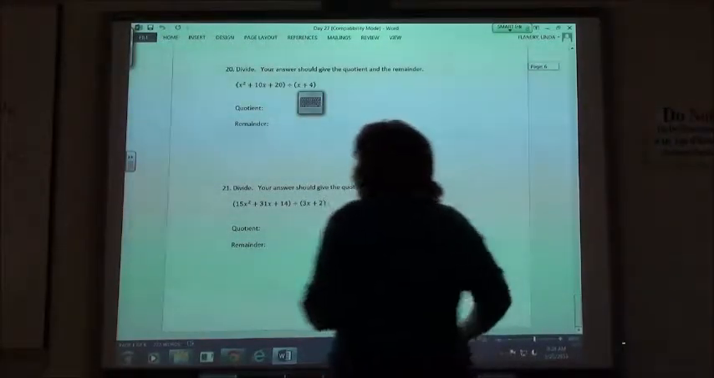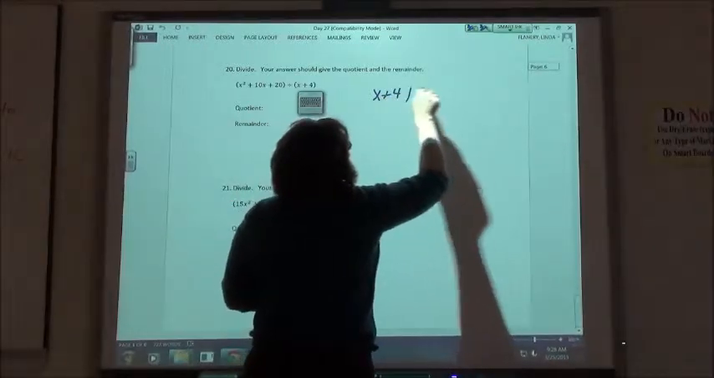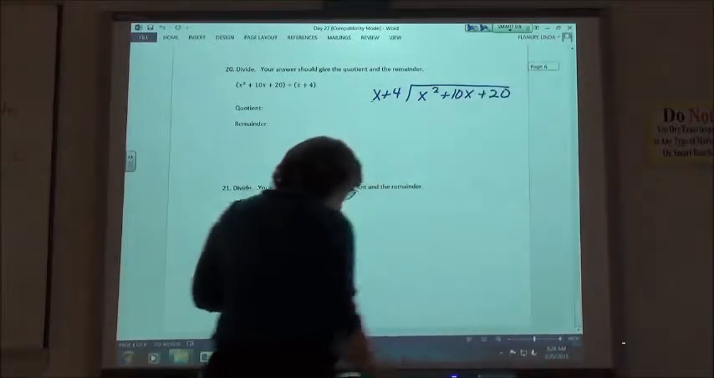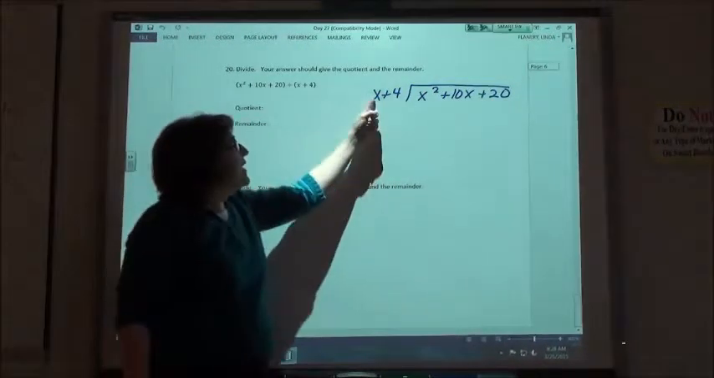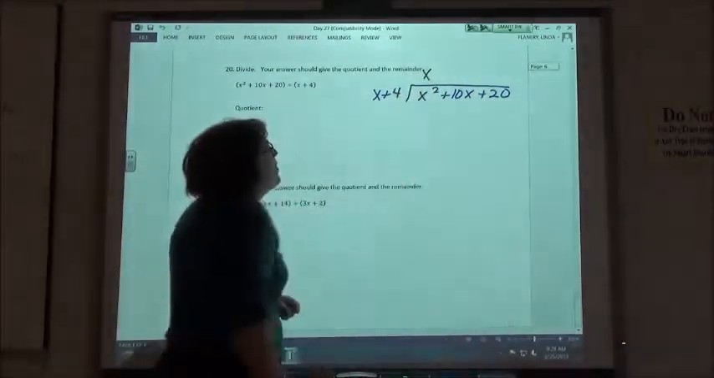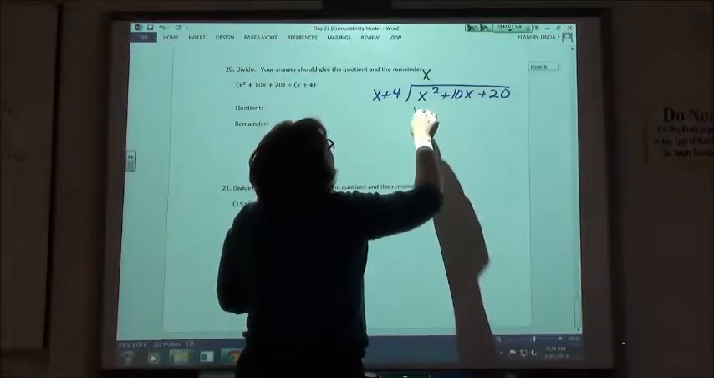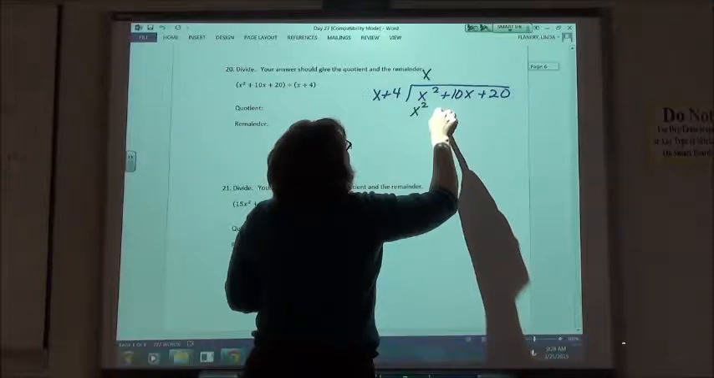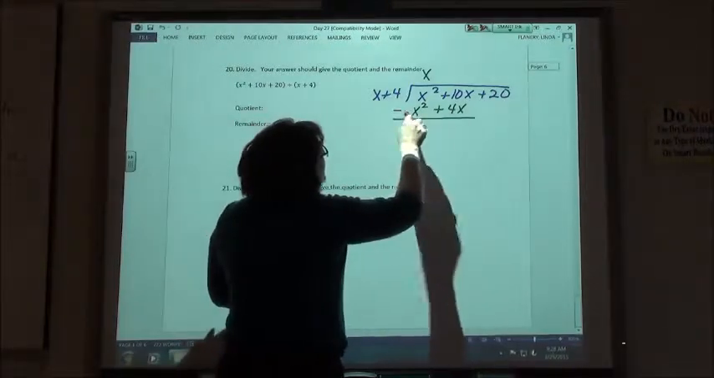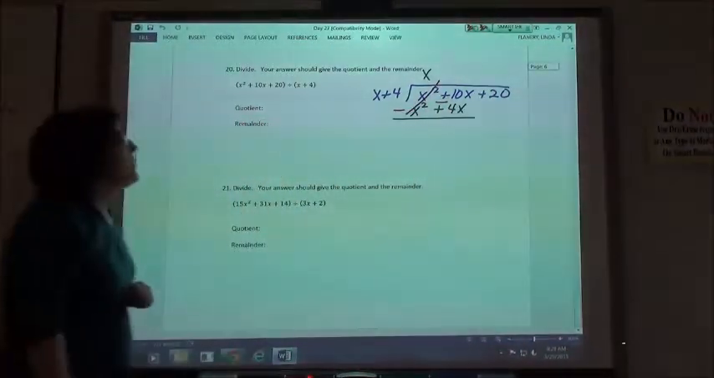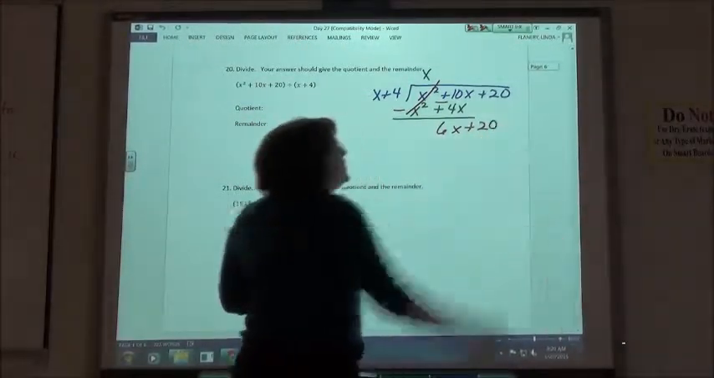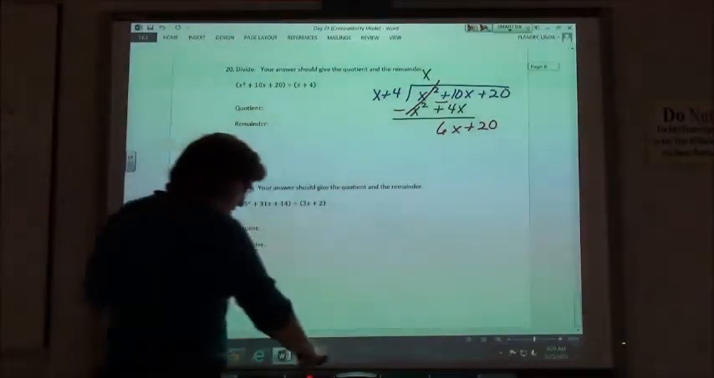So number 20, if I'm going to do long division, I'm taking x plus 4, dividing it into x squared plus 10x plus 20. So, what would I take times x to get x squared? Just a plain x. I'm going to multiply that out, so I'm going to get x squared plus 4x. I then have to subtract so that I can cancel out that leading term. And so I'm going to bring down 6x and my plus 20 that's on the end. And then I'm going to repeat that.